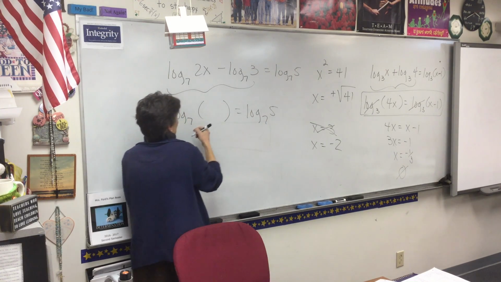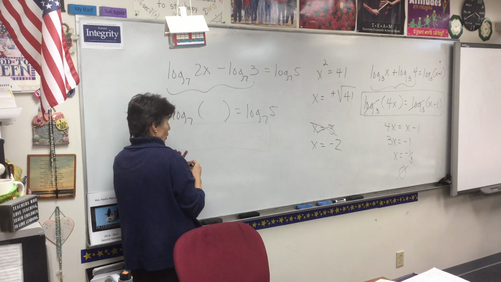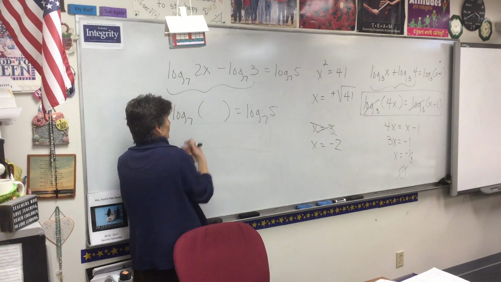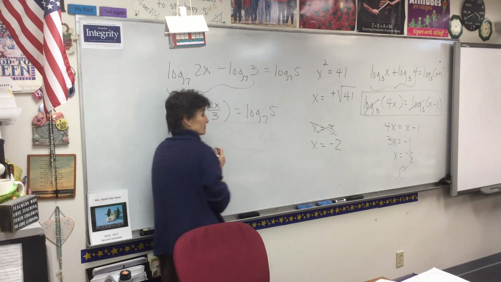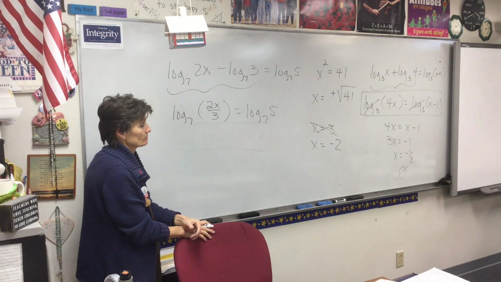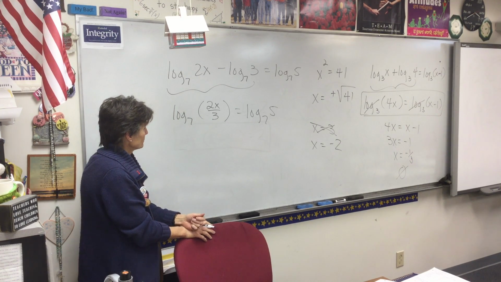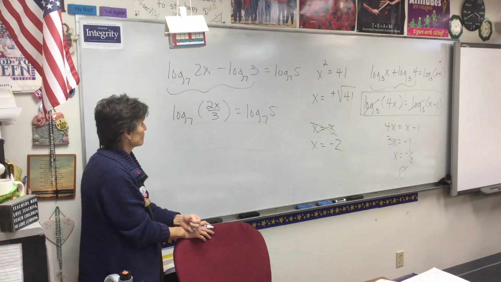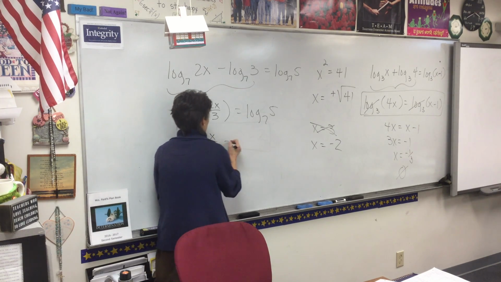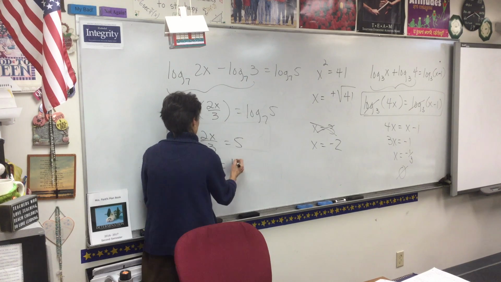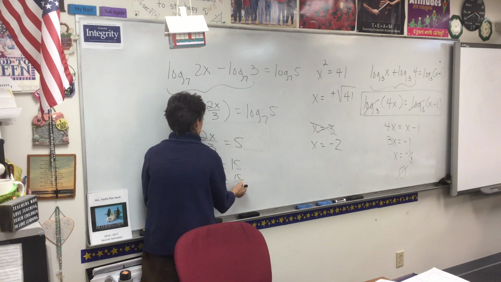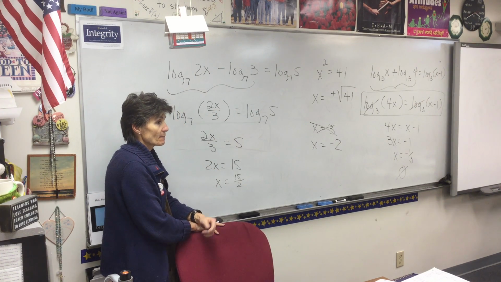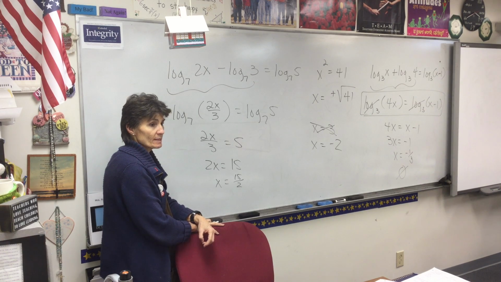2x over 3. Is it going to be 6x? No, because I'm not going to multiply them. What am I going to do to them? Emma. We're going to divide them, right? Now, Monica, is this going to be a loop-de-loop problem, or is this going to be some other kind of problem? Exactly. So 2x equals 15 and x equals 15 halves. Can I keep 15 halves as my answer? Yep. Doesn't cause me any issues, so we're good.